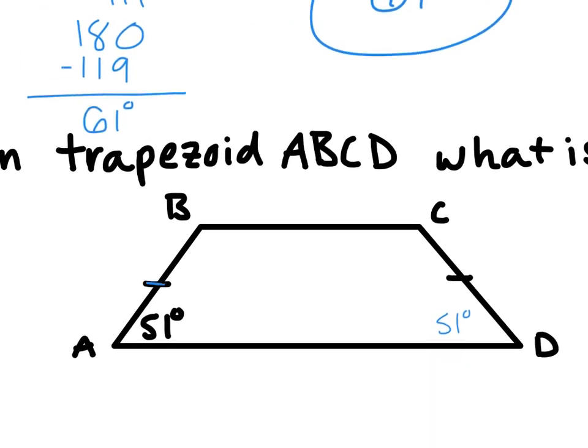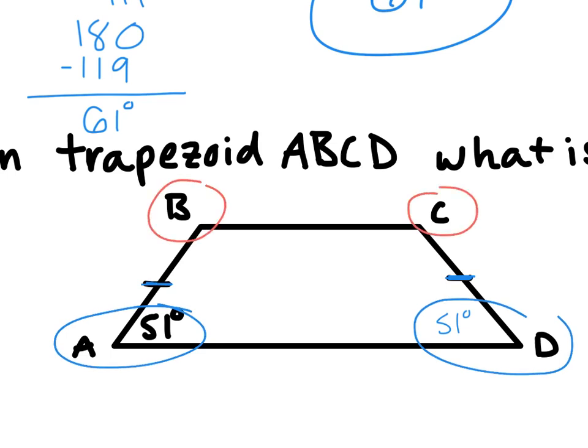Since we have two congruent tick marks here, two congruent legs of the trapezoid, we know this is an isosceles trapezoid, so the base angles are going to be congruent to each other. So A and D are congruent to each other, and B and C are congruent to each other. This only works in an isosceles trapezoid.